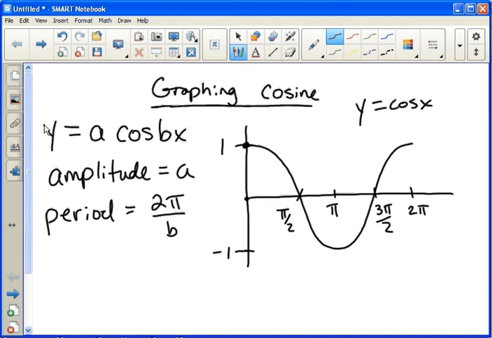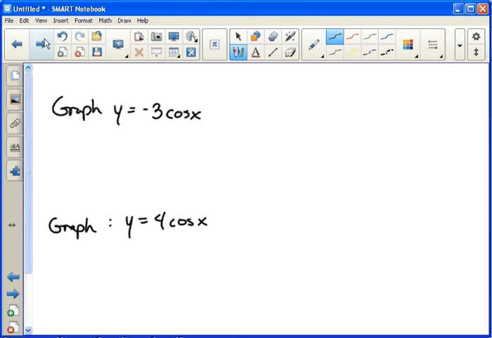Okay, so let's do a couple practice problems. Let's start with this one. It says graph y equals negative 3 cosine x. So first let's just identify the amplitude and the period. The amplitude is 3. Remember, you always take the absolute value of that number right there. The amplitude will never ever be negative. It's always the positive version of that number. So our amplitude is 3, and our period is just 2 pi, because the b in this case, the number in front of x, is just 1. So 2 pi over 1 is just 2 pi.